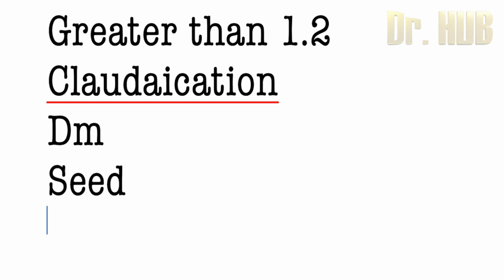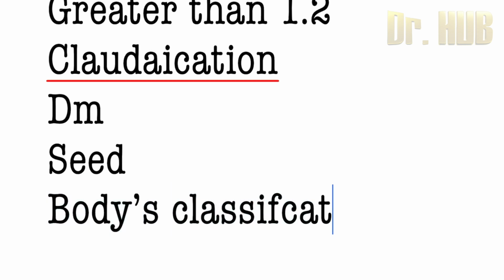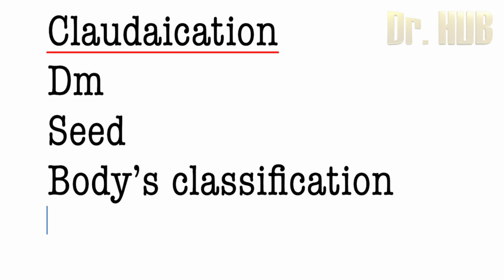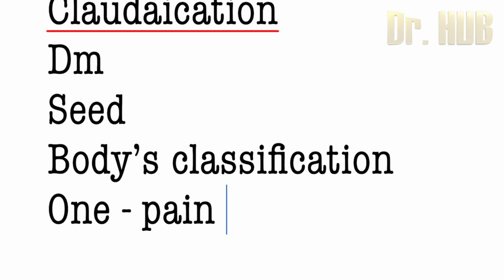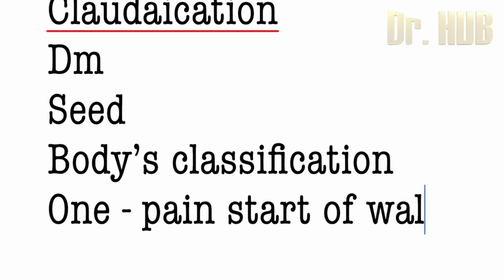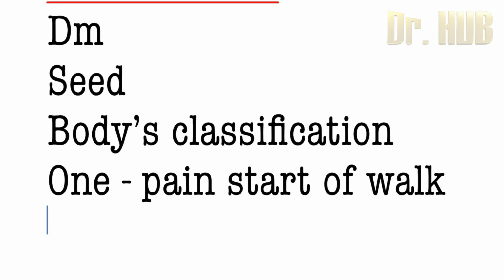Next we look at Boyd's classification. Boyd's classification is the classification of intermittent claudication. It is divided into 4 grades: 1, 2, 3, 4. Grade 1 means the pain appears at the start of walking, but it disappears if the patient continues to walk.